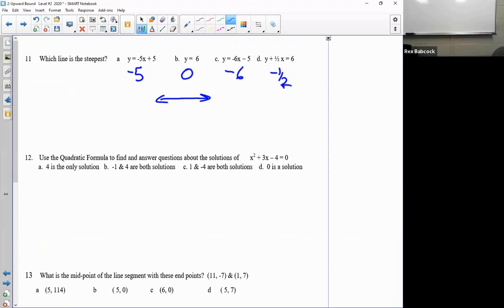It's a really flat line. It looks like the steepest line is C, the -6. And it wouldn't matter whether it was a -6 or a +6. They both have the same steepness, just going in the opposite direction. C is the answer.